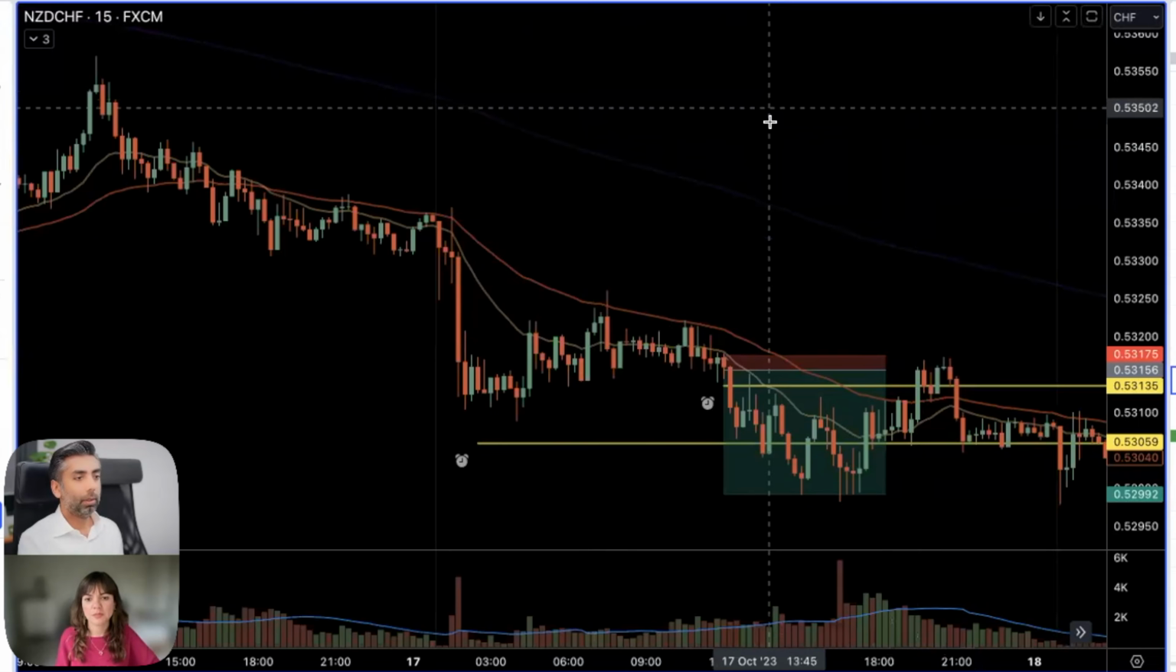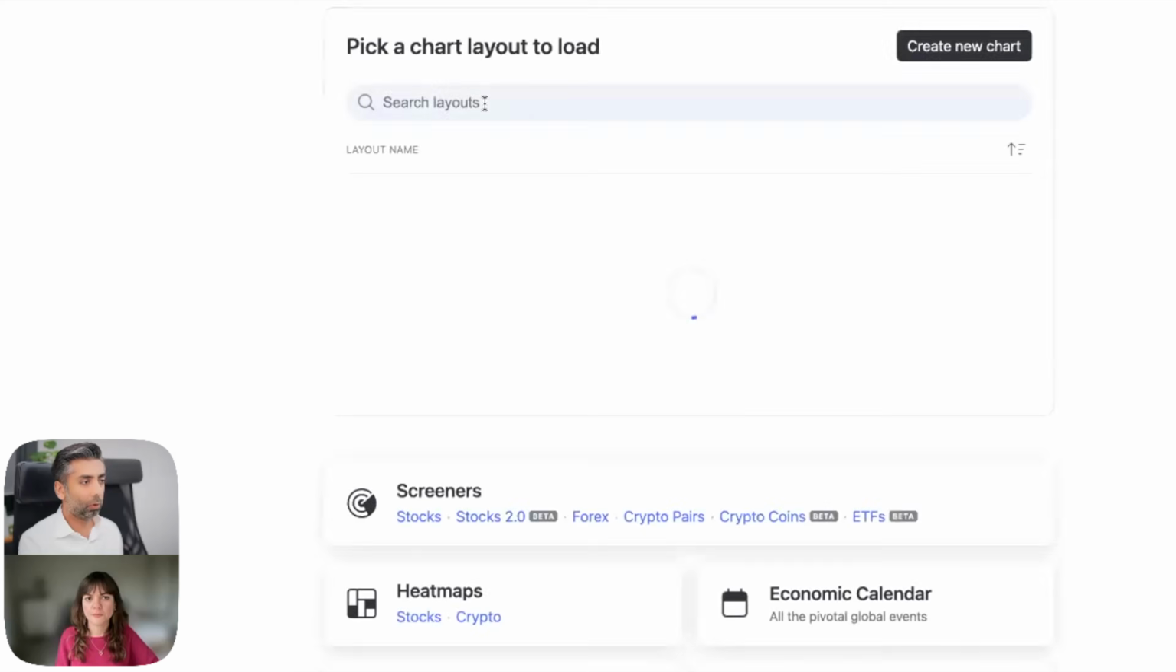Navin, I'm interested to know how you do pair selection, because yesterday I was watching New Zealand US dollar and you were watching New Zealand Swiss for the sell side. I would just like to know what made you choose New Zealand Swiss instead of New Zealand US dollar. This is the New Zealand Swiss, but I'm going to just open up correlation here.